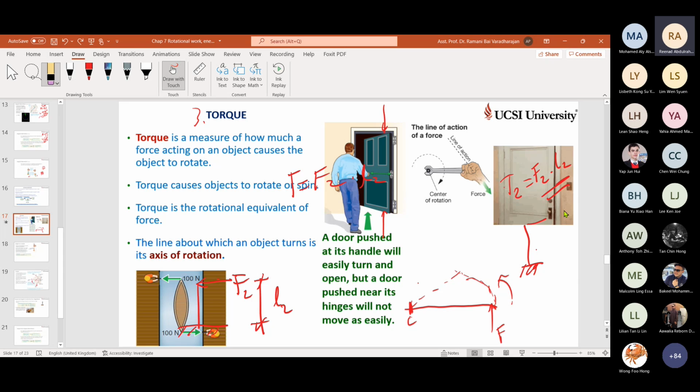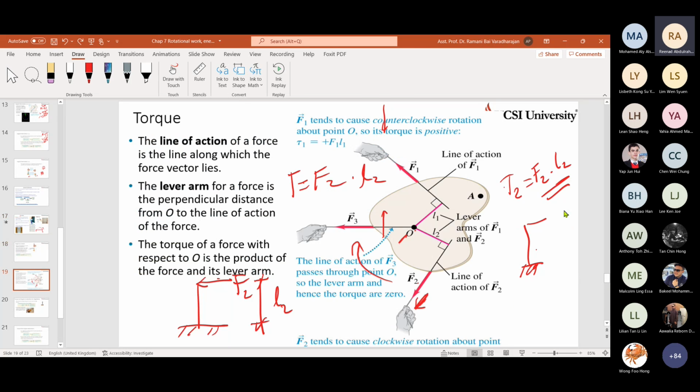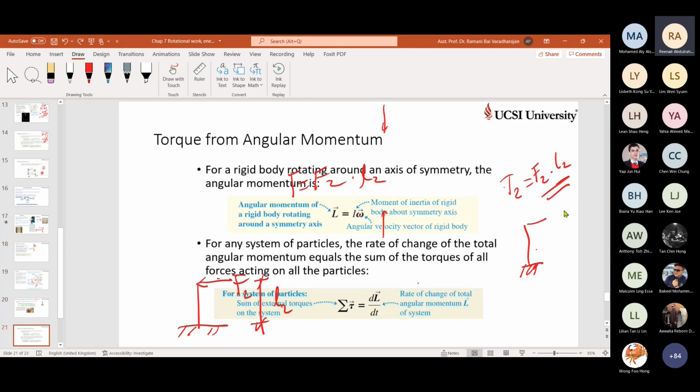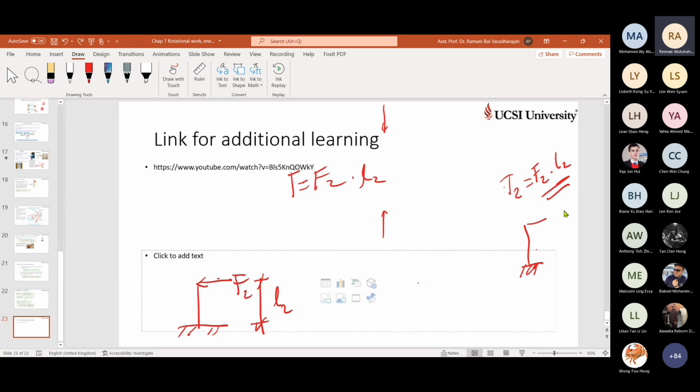Yes, force is applied perpendicular to the body. There are a few examples like this we can give, such as nailing and the rotation of an object. I have also given a link to understand more about torque. To understand more about torque, the formula is simple: force into the perpendicular distance, or lever arm.